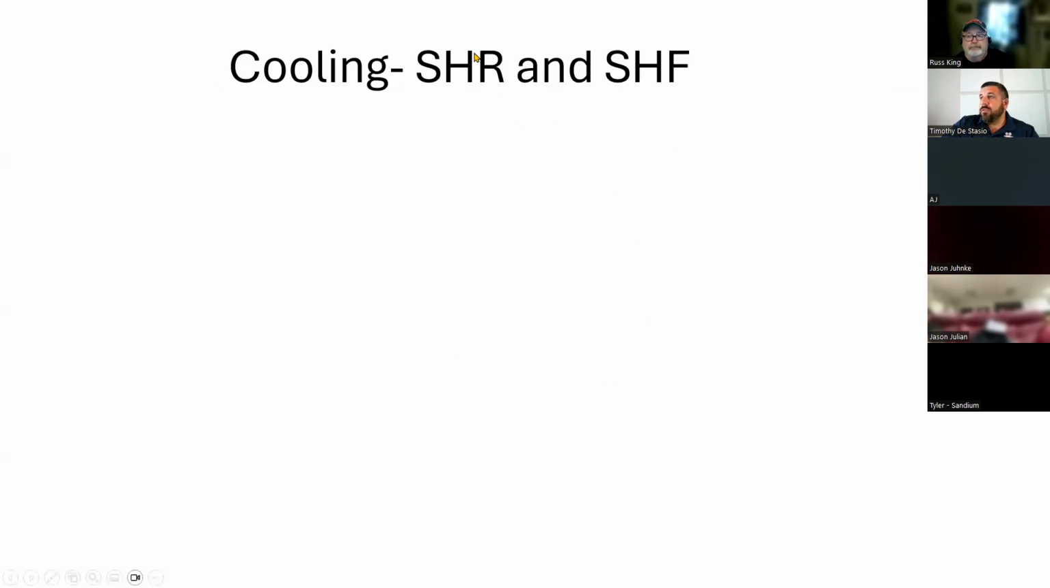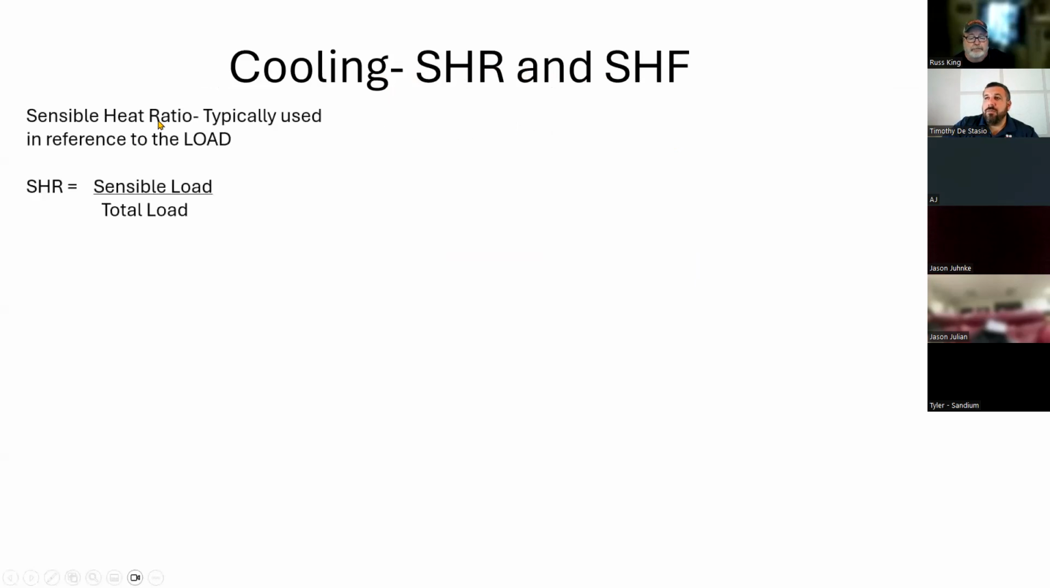Two terms we need to understand: sensible heat ratio and sensible heat factor. Sensible heat ratio is when we're talking about the load. All it is, we're dividing our sensible load by our total load. So sensible heat ratio is essentially telling us what percentage of our load is sensible load.